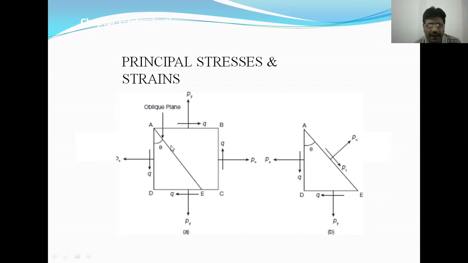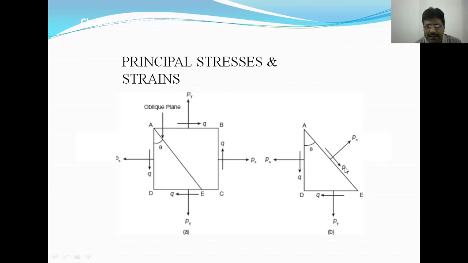And if we take a plane at an angle of theta from the top or from the bottom, we will find that there is a plane P1 parallel to this line AE, and there is a plane perpendicular to the line AE, that is normal to AE. We will find that on this plane there is no shear stress, and similarly there is no shear stress on this plane also.